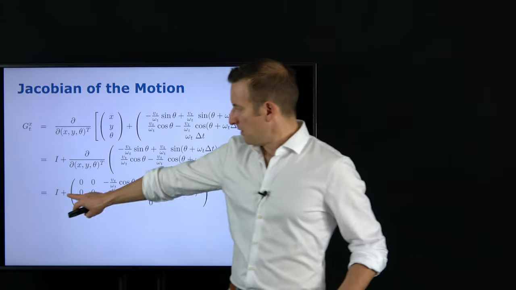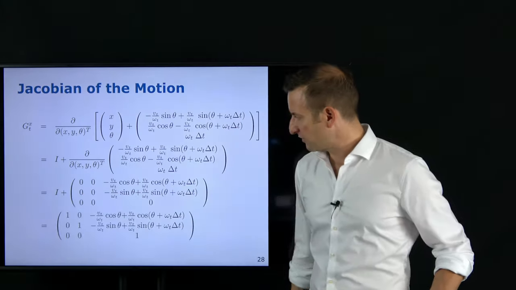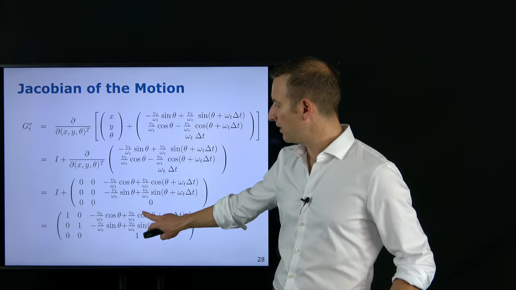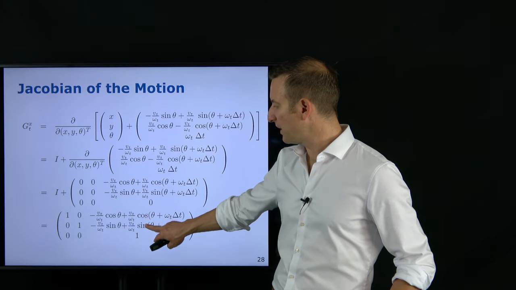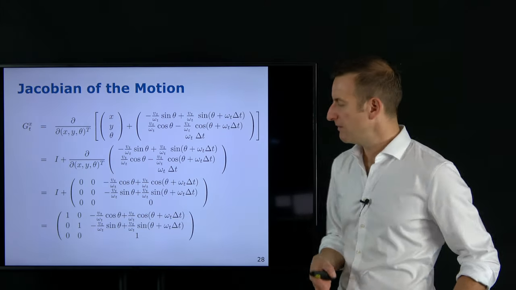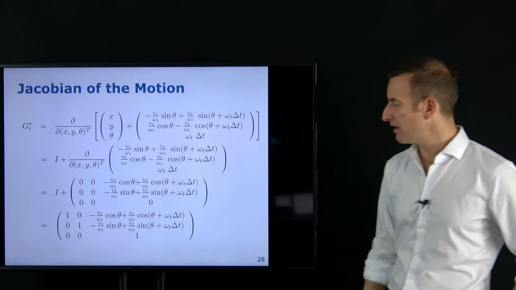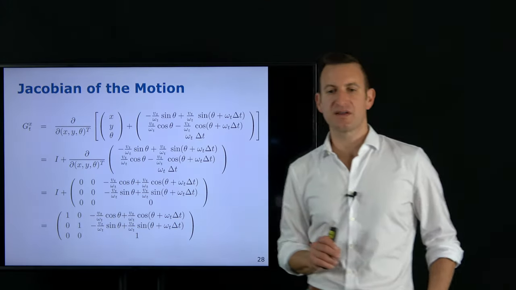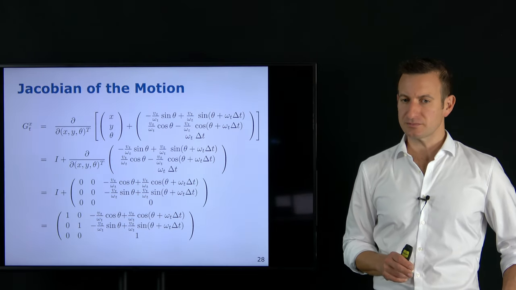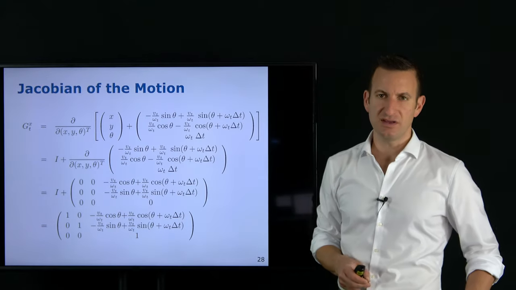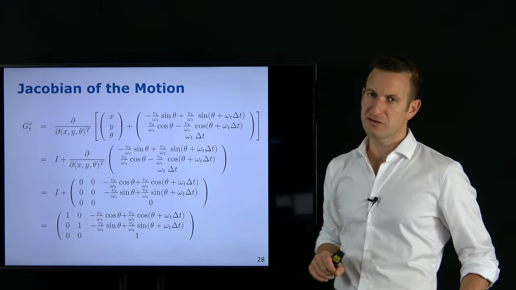So if I combine this matrix with the identity matrix, I actually get the matrix which has one on the main diagonal and the two more complex expressions over here, which shows that you have these nonlinear components in there. Otherwise, you would have just the diagonal matrix. And so this is my G_t^x. So this is the 3x3 block in this large matrix.